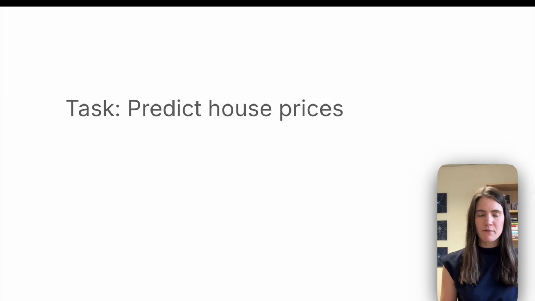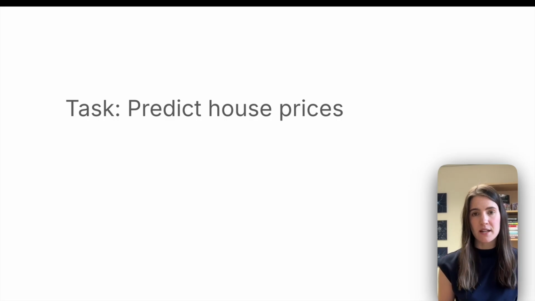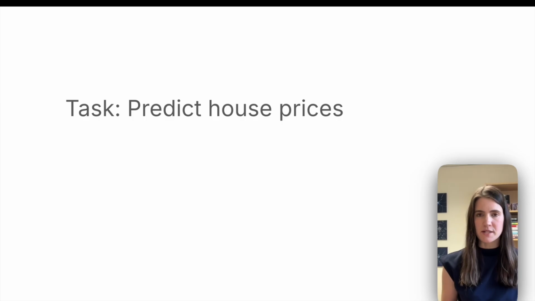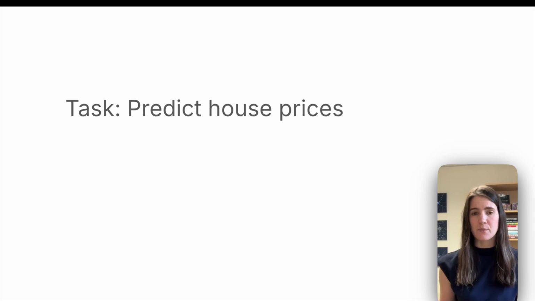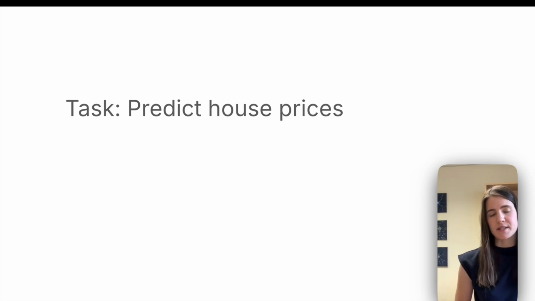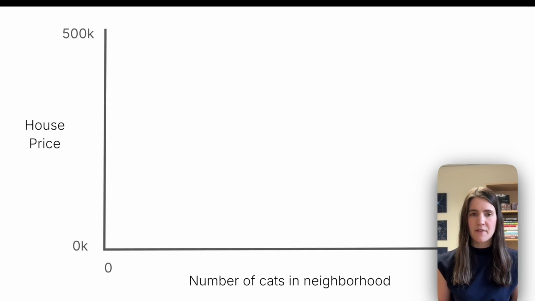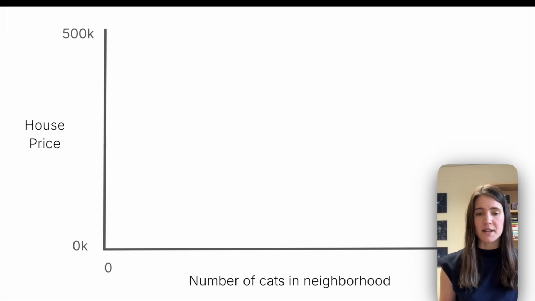So what we would do for this task in order to predict house prices is we go and collect a bunch of data. We collect a bunch of data on houses and attributes of those houses. Things like how close they are to the beach, whether or not they have a pool, how many bedrooms they have. These are all things that we can use to try to predict house prices. So let's say that one of those attributes that we collect data on is the number of cats in a neighborhood. So we have number of cats in the neighborhood, and we're going to plot that against house price.